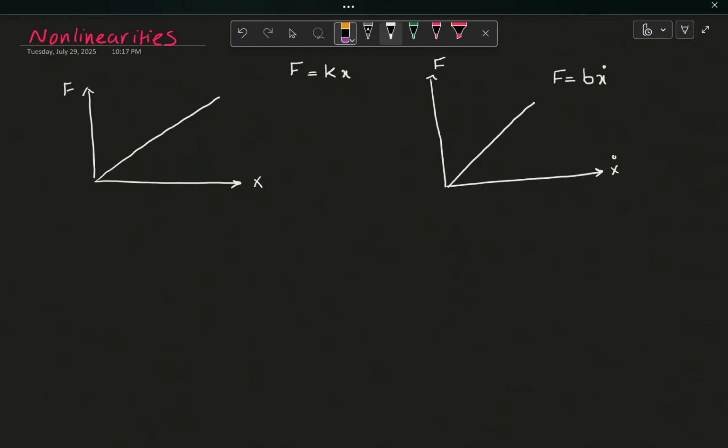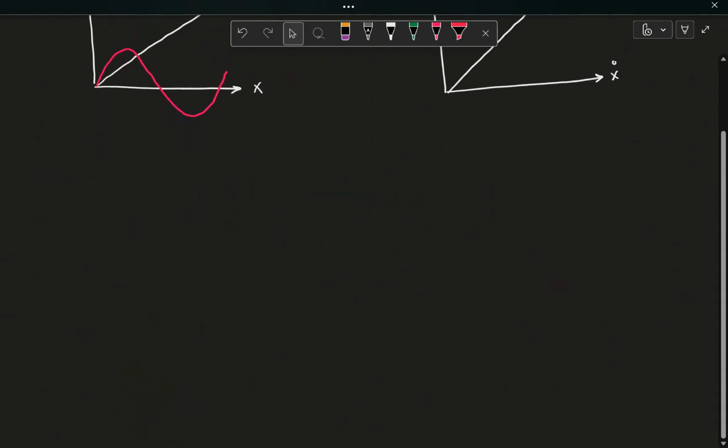However, there are times that the system is not linear. For instance, it's a straight line, but it's not passing through the origin, or it's showing some oscillations in the system. In these cases we're dealing with nonlinearities. And today in this video I want to talk about an important nonlinearity in the system, which is Coulomb or dry friction.